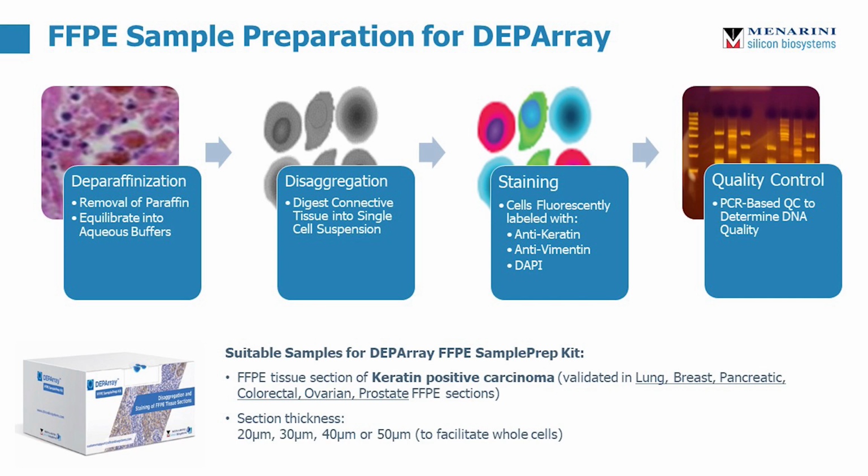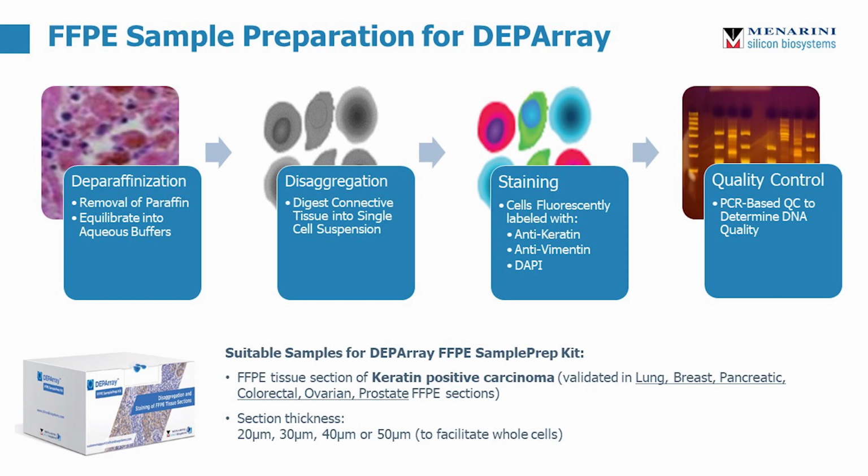The next and very important step here is to take a small aliquot and run a PCR-based quality control step to determine the quality of the DNA recovered from your sample. This is done before DEPArray sorting in order to determine if the molecular quality of your DNA template is good enough to even pursue sorting the sample.